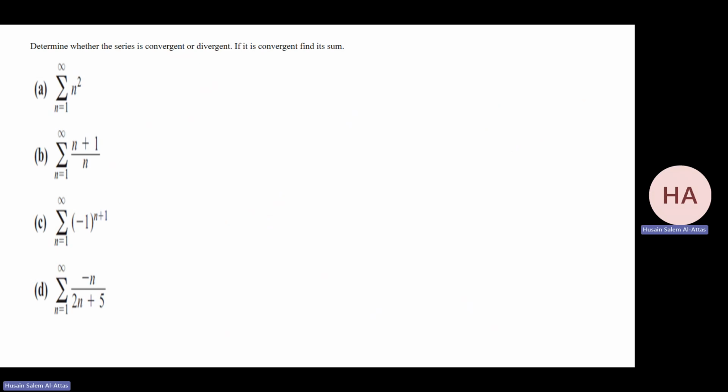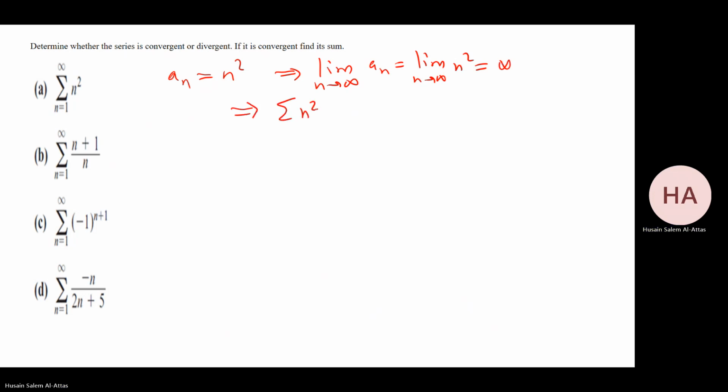These 4 examples, and then I will stop this video. Okay, n squared. What is a_n? By the way, all of them diverge. a_n is n squared. What is the limit as n goes to infinity of a_n? It will be the limit as n goes to infinity of n squared, which is infinity. So the series diverges.